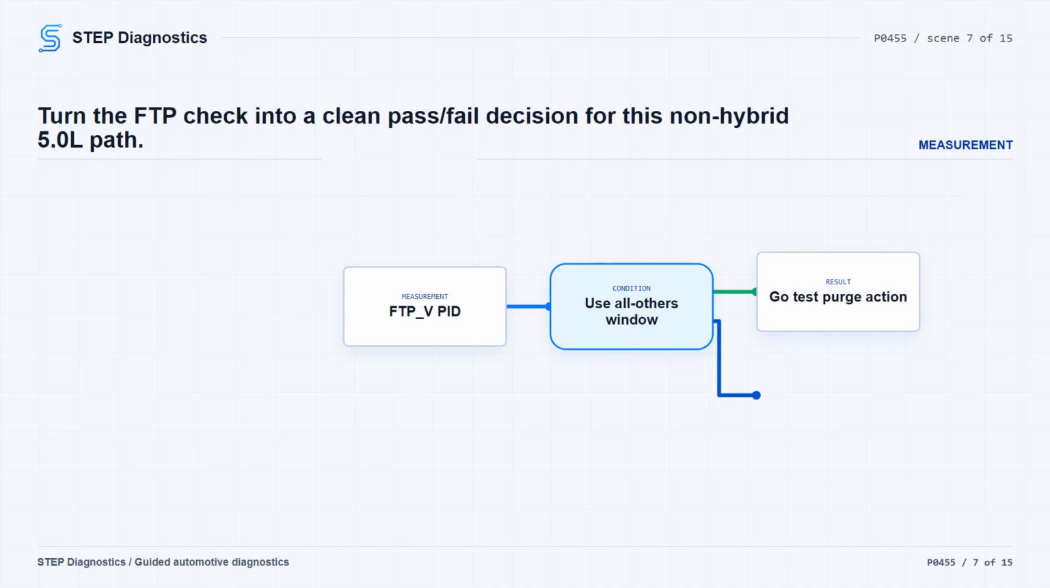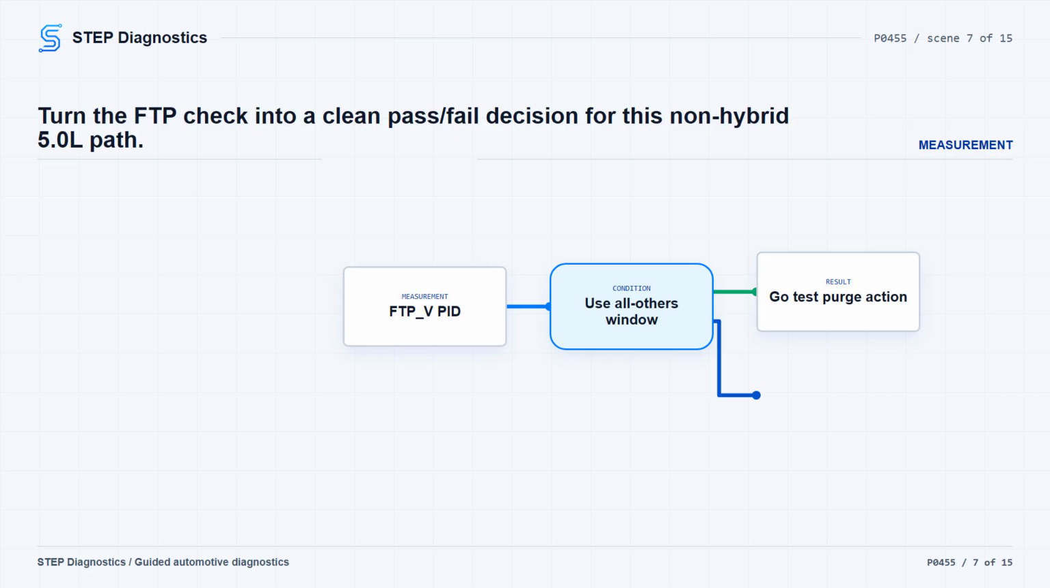Open the tank to atmosphere for the FTP check. On a capless filler, install the supplemental refueling adapter to open the capless fuel tank filler pipe. On a cap system, remove the fuel filler cap. Turn the ignition on, access the PCM, and watch the FTP VPID. This check has 2 voltage windows.